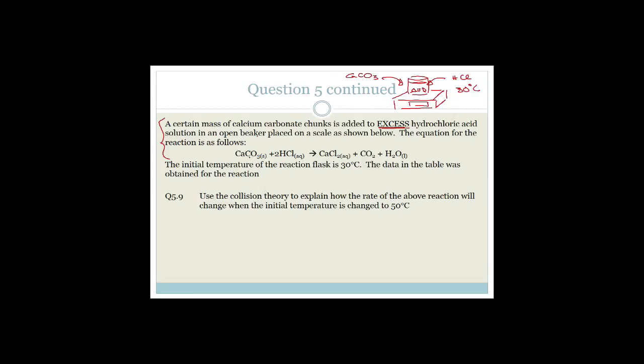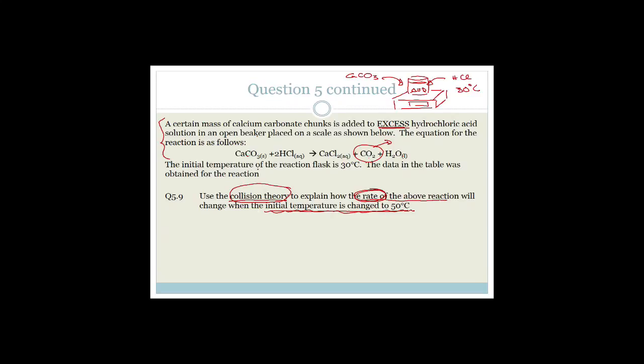And here is the equation. You've got calcium carbonate plus hydrochloric acid gives you calcium chloride, carbon dioxide, and water. And this being given off is why the mass decreased, right? Now it says use the collision theory to explain how the rate of the above reaction will change when the initial temperature changes to 50 degrees Celsius. So it's important that we use the collision theory and we're talking about the rate. We're not talking about what the outcome is going to be, we're talking about how fast this reaction is going to be.